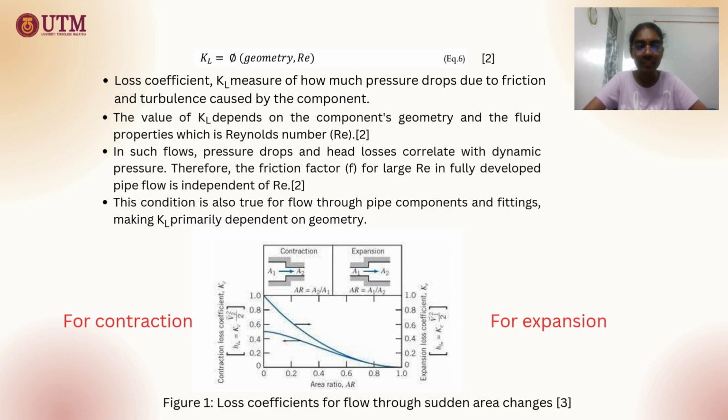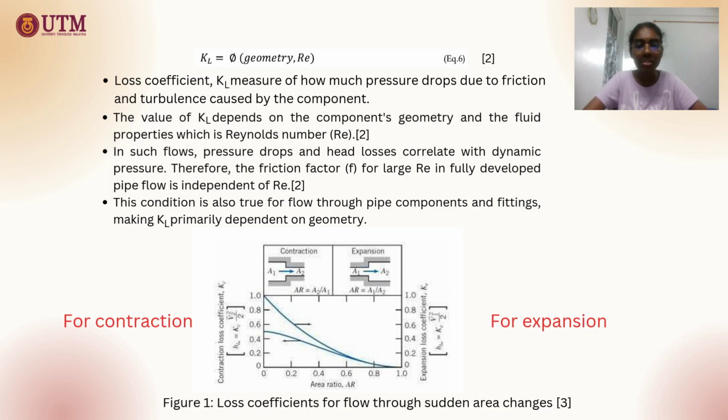Therefore, the friction factor for very large Reynolds number in fully developed pipe flow is independent of the Reynolds number. The same condition is found to be true for flow through pipe components and fittings. Thus, in most practical cases, the loss coefficient for components is a function of geometry only. In this experiment, the loss coefficient value and minor head losses in pipes for different water flow rate, pipe diameter, and pipe bends will be determined.